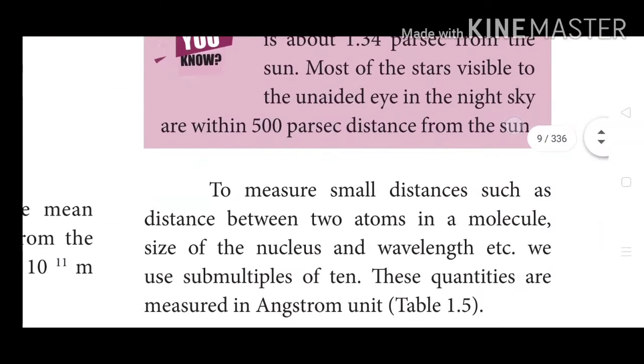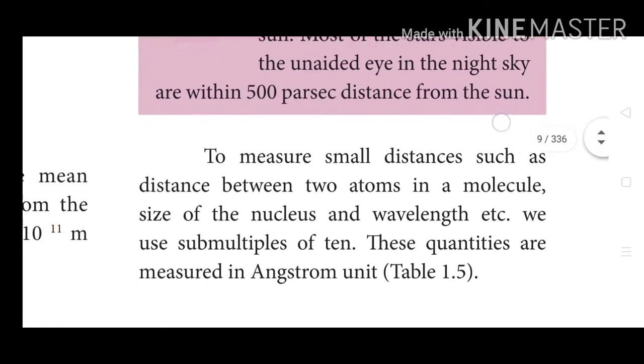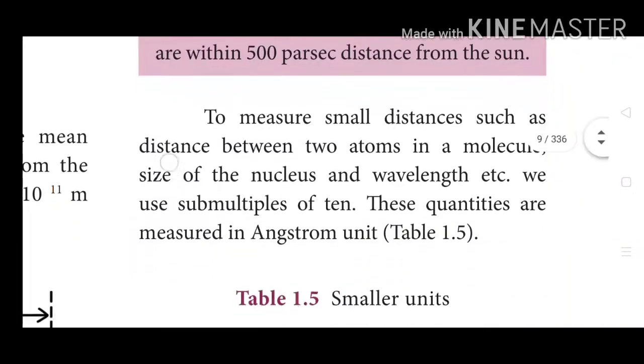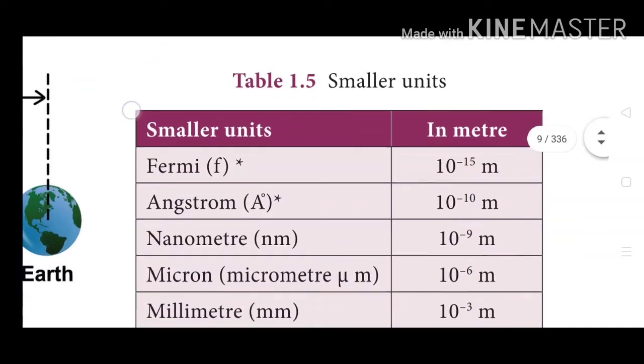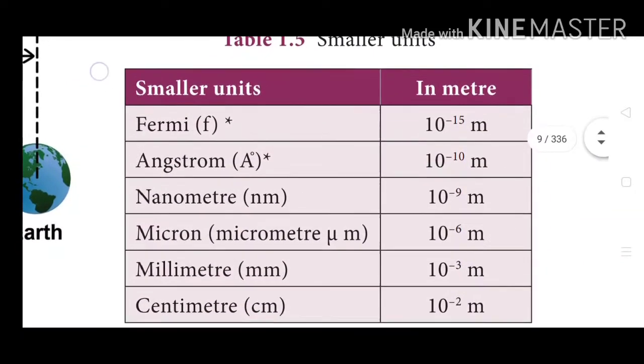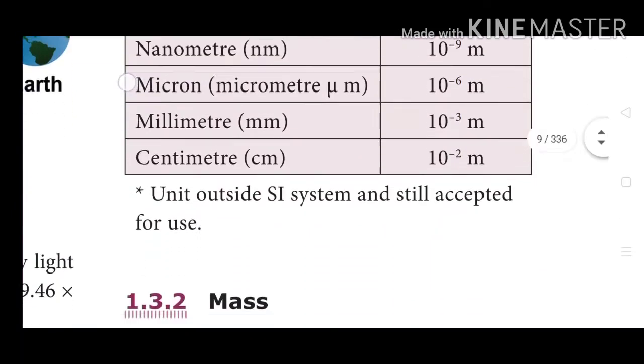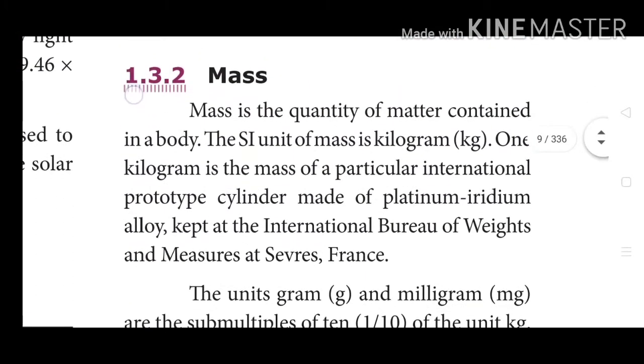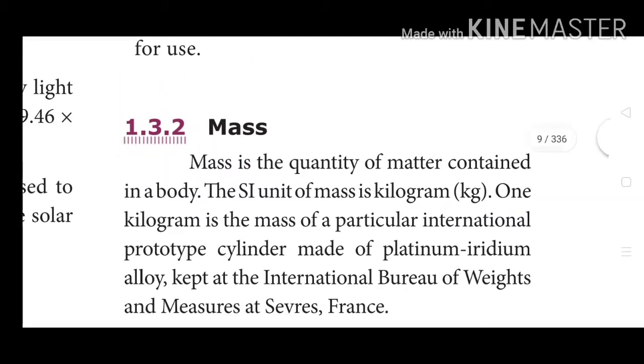Next topic is how to measure small distances. We have seen larger distances so far. How can we measure small distances? It is the sub multiples of 10. That means how can we measure atoms, molecules, and size of the nucleus by use of sub multiples of 10, and also quintal and metric ton are measured by multiples of 10. Smaller units in meter: Fermi 10 power minus 15 meter. Angstrom 10 power minus 10 meter. Nanometer 10 power minus 9 meter. Like that we have to study the smaller units with the help of this table.